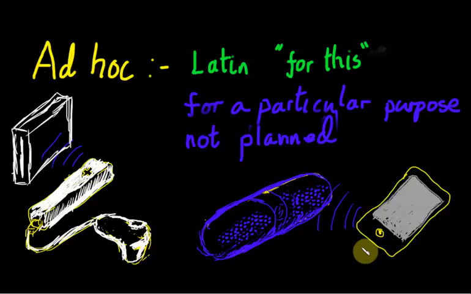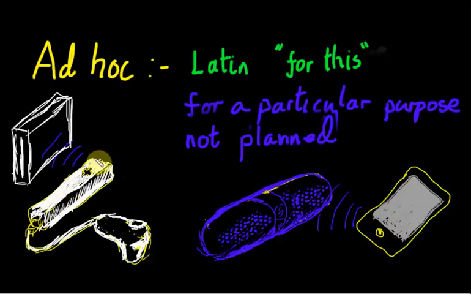Some people refer to this not so much as a local area network, but a personal area network. That's PAN. And that is because it is a network dedicated around just one person and the devices associated with them.